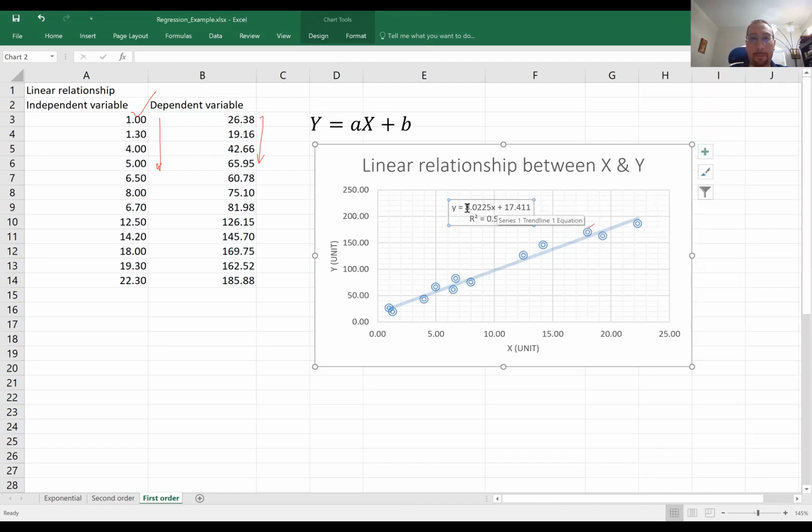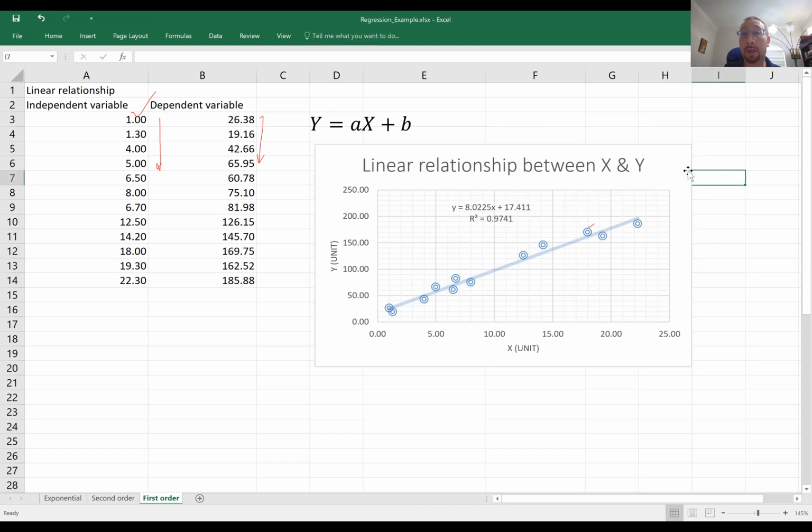So this is A, and this is B, and this is the R squared, which is very close to 1. R squared is always between 0 and 1. When it's 1, it means it's a perfect fit. When it's 0, it means no correlation between X and Y. And that was just one curve.